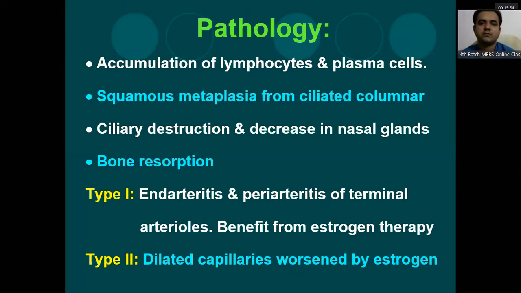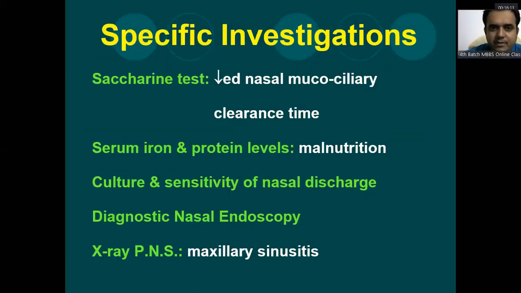Pathology. What is the pathology? Accumulation of lymphocytes and plasma cells, squamous metaplasia from ciliated columnar cells, ciliary destruction and decrease in nasal gland secretion, and bony resorption. And these are again of two types, type 1 and type 2. So we skip it, right?